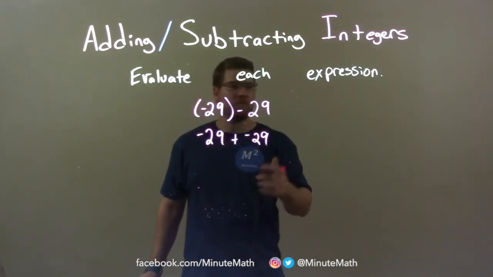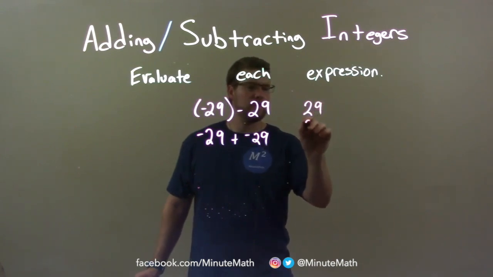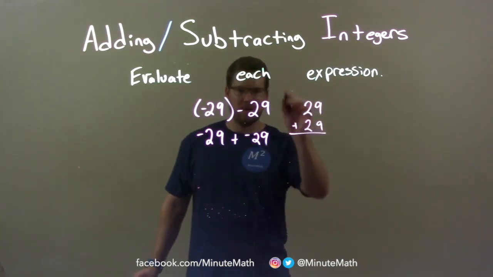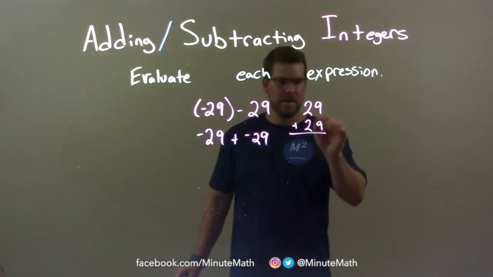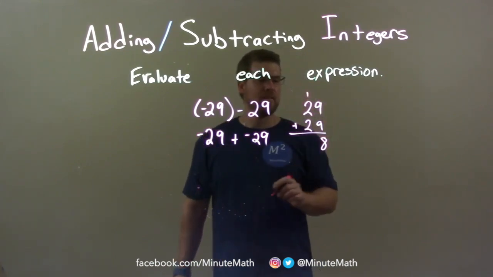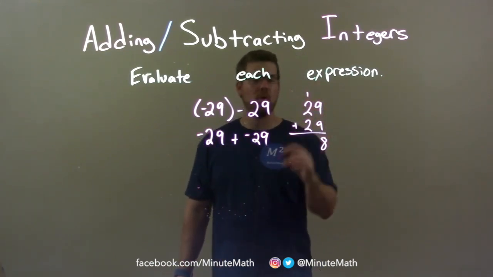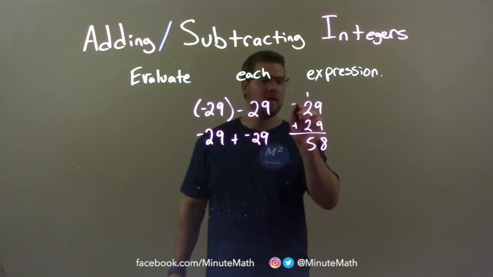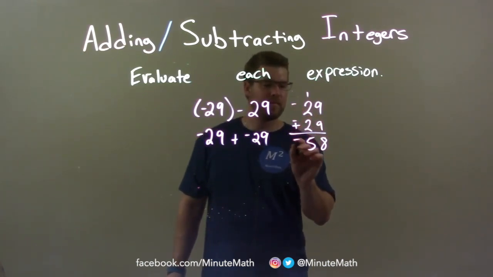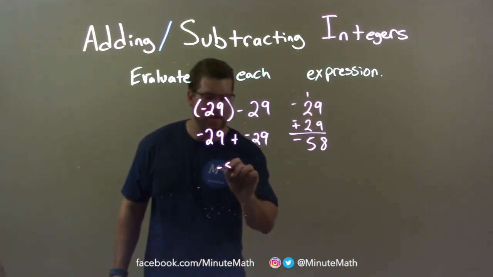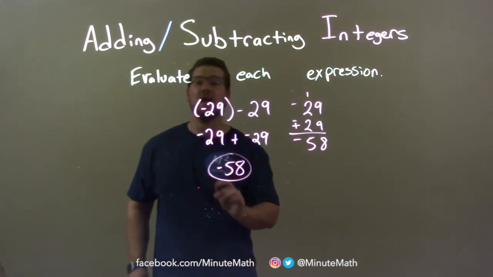We could add this the traditional way: 29 plus 29, and we make sure we slap on negatives at the end. 9 plus 9 is 18. Carry the 1. 2 plus 2 is 4, plus 1 is 5, so we have 5. Negatives all the way through. And so our answer here is just negative 58.